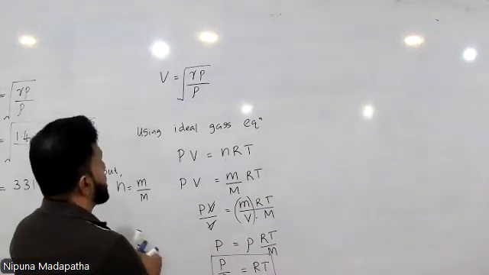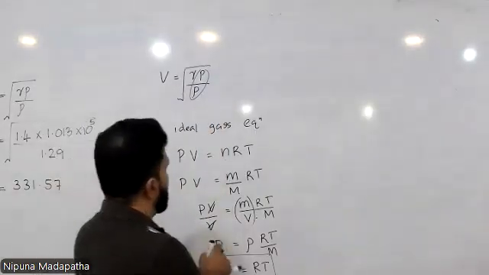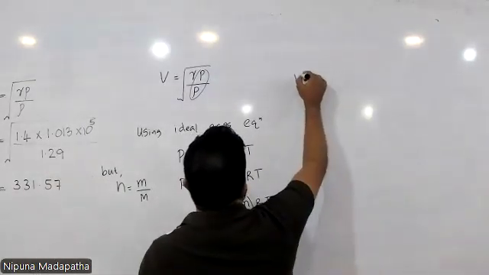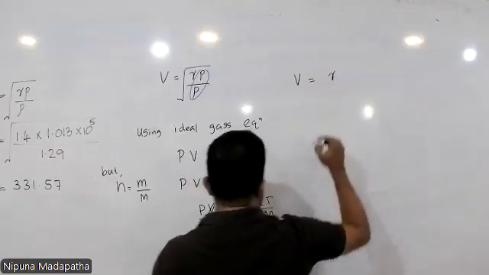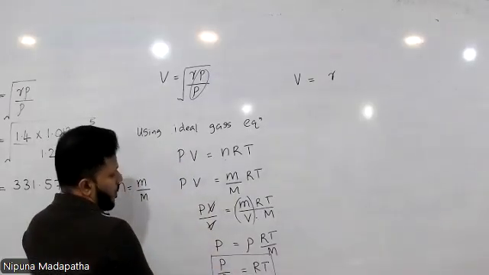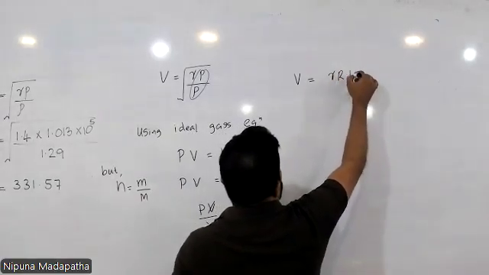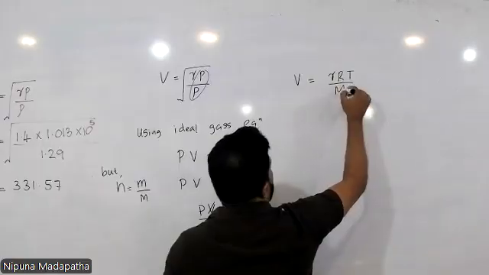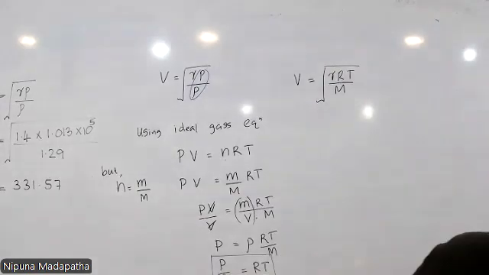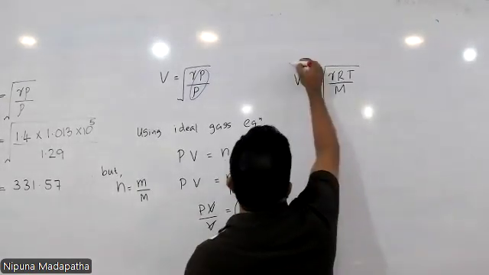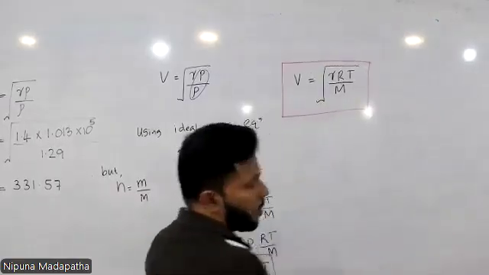Now the equation is V equals the square root of gamma P over rho. So we have a P over rho term here. Instead of P over rho, I write RT over M. So V equals the square root of gamma RT divided by M. We use RT over M to get this expression.